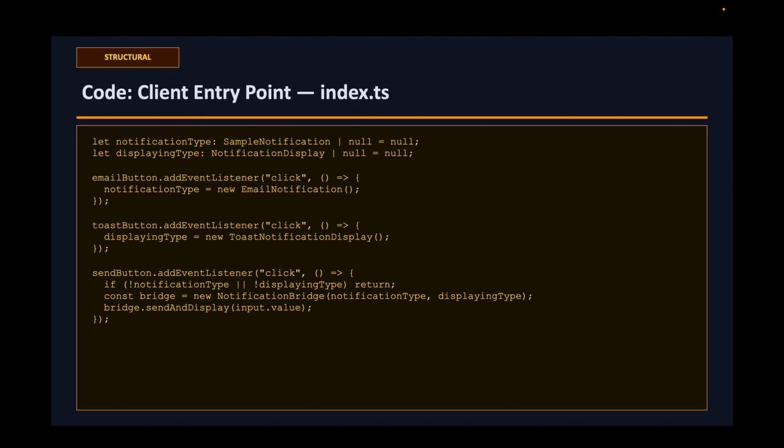Only when the user clicks send does the client construct a notification bridge from whatever was picked and call send and display. The SMS and modal button listeners follow the identical shape, just swapping the concrete class. The client is the only place that knows about the concrete classes at all. Everywhere else, it's just interfaces.